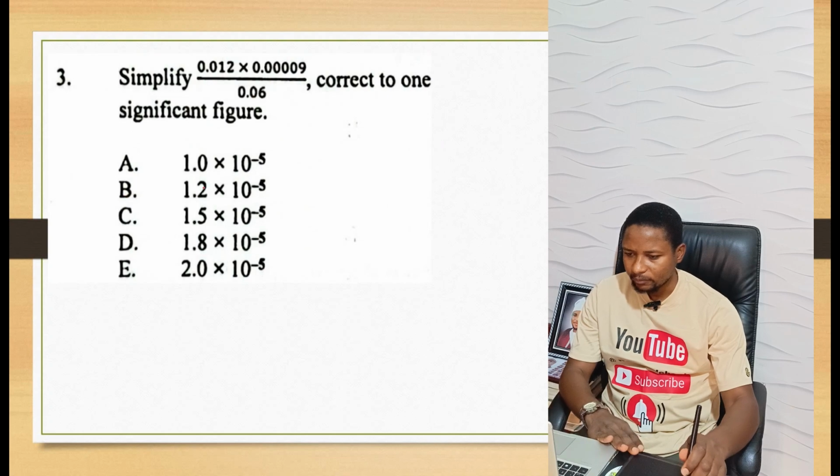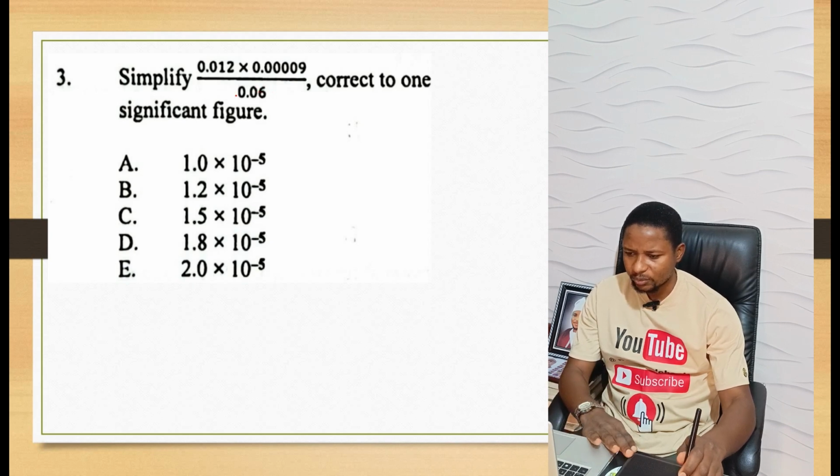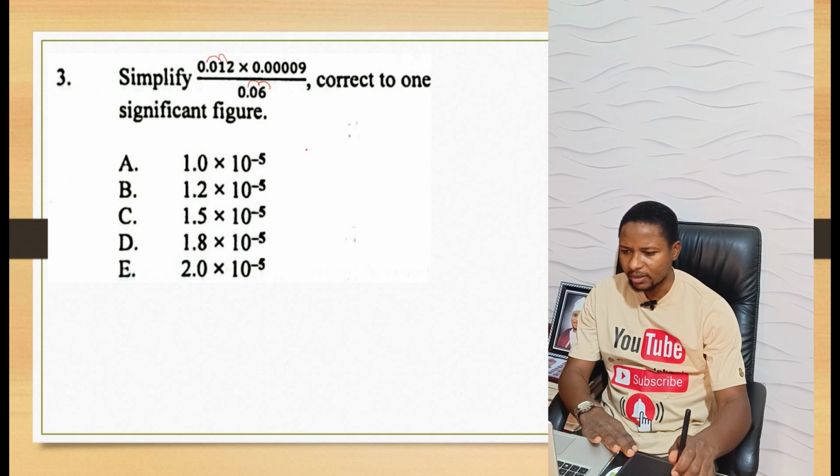Question 3. Simplify. Like I always tell my students, when it comes to simplifying decimal numbers, make sure the denominator is always a whole number. So my focus is to make the denominator a whole number by moving the decimal point. How many times? 1 and 2. So move it at the top 2 times: 1, 2. So what you have now is the decimal point is here.